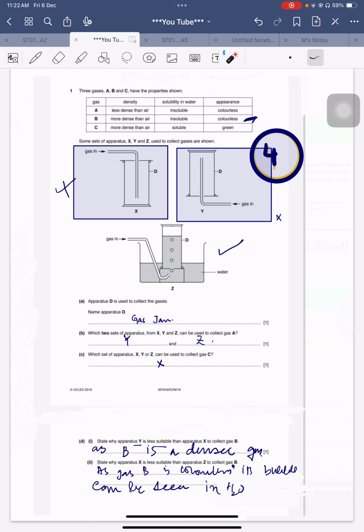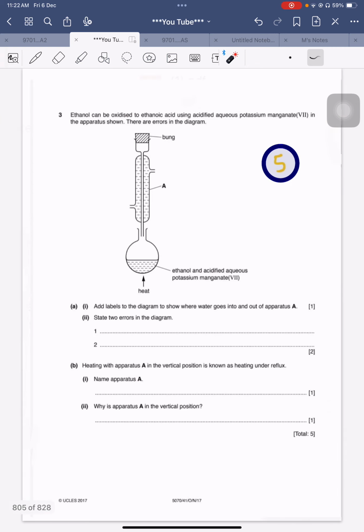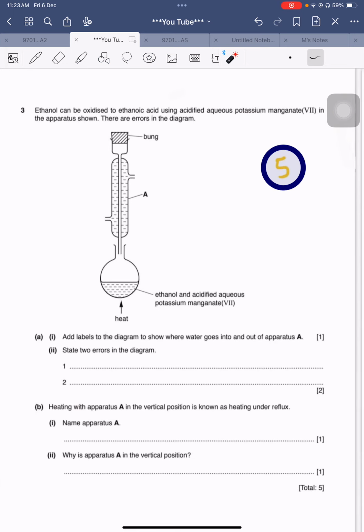Okay, so currently I'm on the next question, which is related to condensation. Let's explain this and look into what the examiner wants from you in this question. It is a question in which a bung is there. Bung is basically a stopper. Ethanol can be oxidized. Let me zoom it a little bit more.